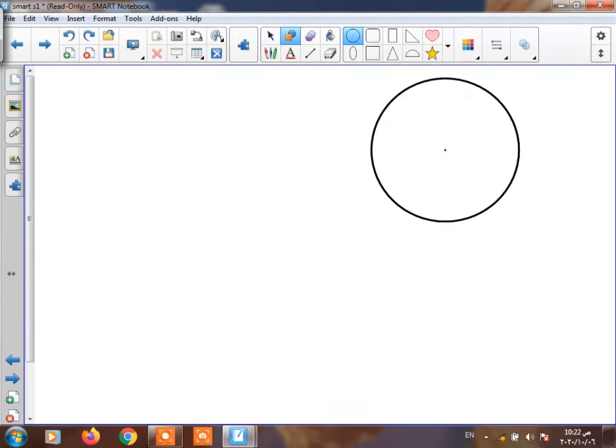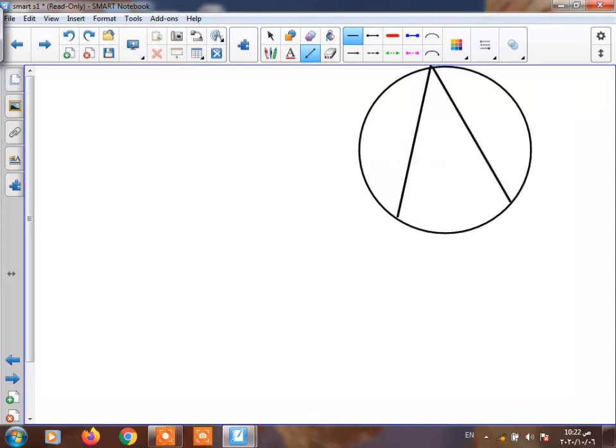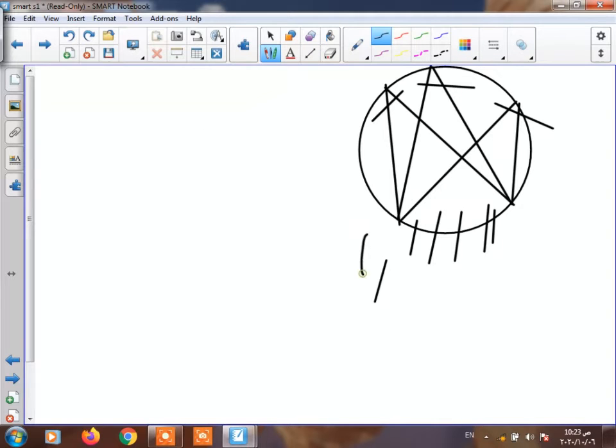have a circle and we have many inscribed angles subtended by the same arc, all of them are going to be equal in measure because all of them are subtended by the same arc. For example, arc AB.